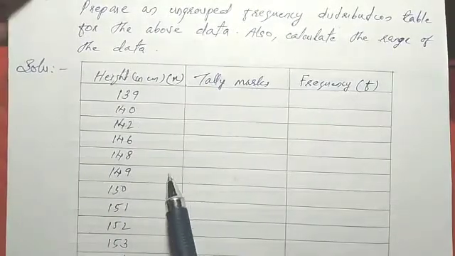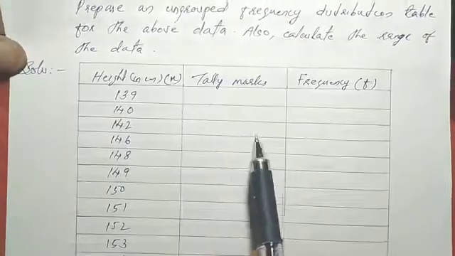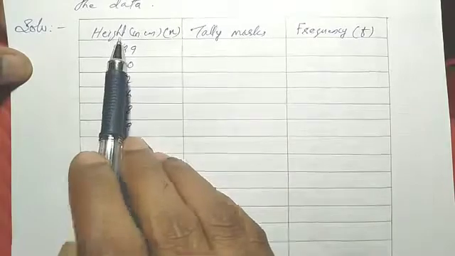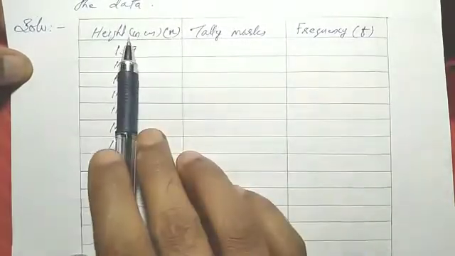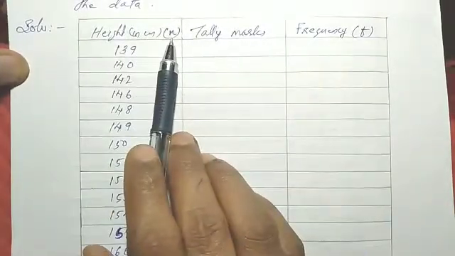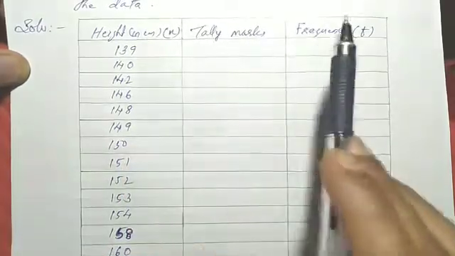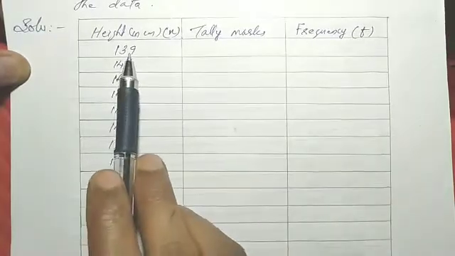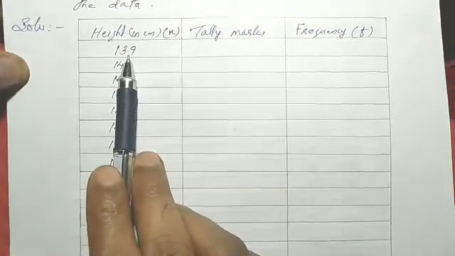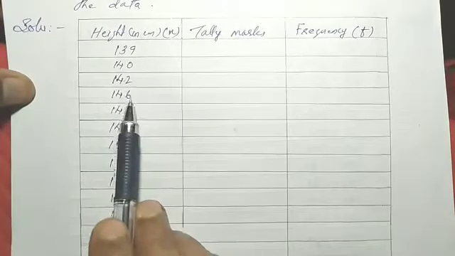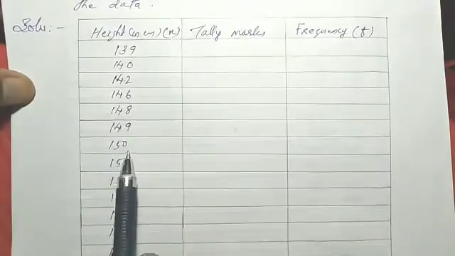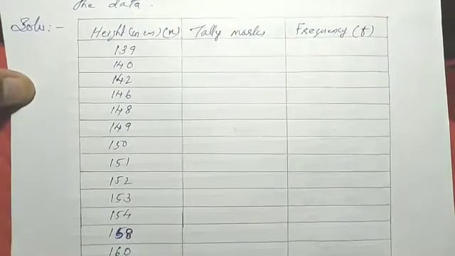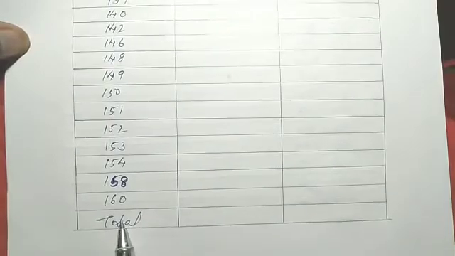This is the ungrouped frequency distribution table. We have to draw 3 columns. In the first column we will write height in centimeters, that is the observations x. The second column is tally mark, and the third column is frequency f. In these observations, the lowest observation is 139. Next 140, 142, 146, 148, 149, 150, 151, 152, 153, 154, 158, 160. Then last we have to write total.